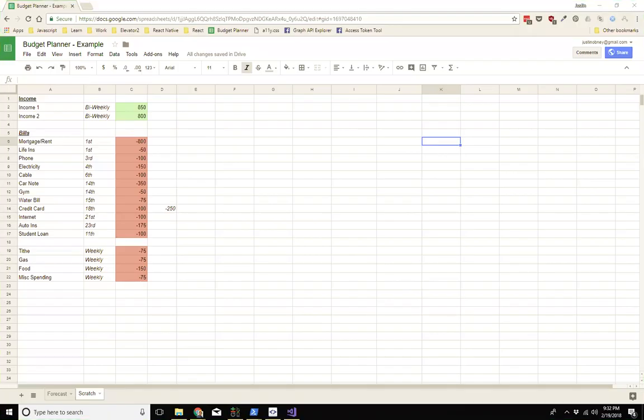Hello, everybody. Today I'm going to go over a tool that I use to budget my money. Only instead of traditional budgeting, it's more of a forecast. That's easier for me, and I found that it's more valuable.